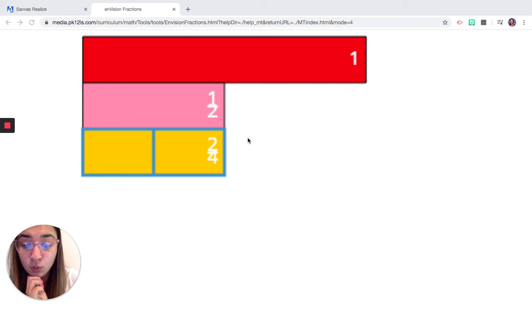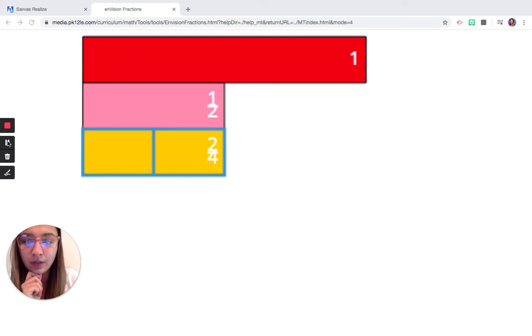Then whatever I do to the top, I have to do to the bottom. So I multiply the denominator by 2. 2 times 2 is 4. That's how I would get 2/4. Again, that's an equivalent fraction. It's the same thing as 1/2, the same kind of fraction. I hope that makes sense.